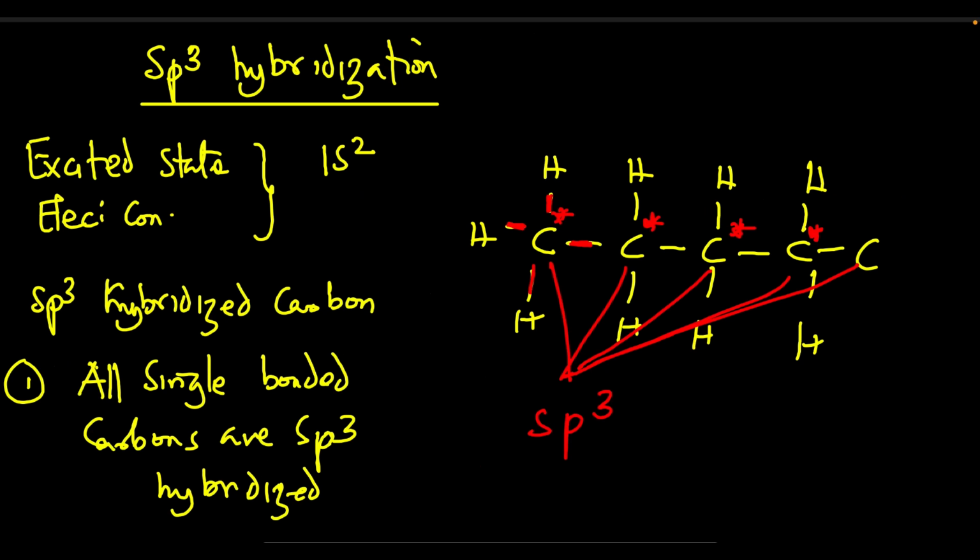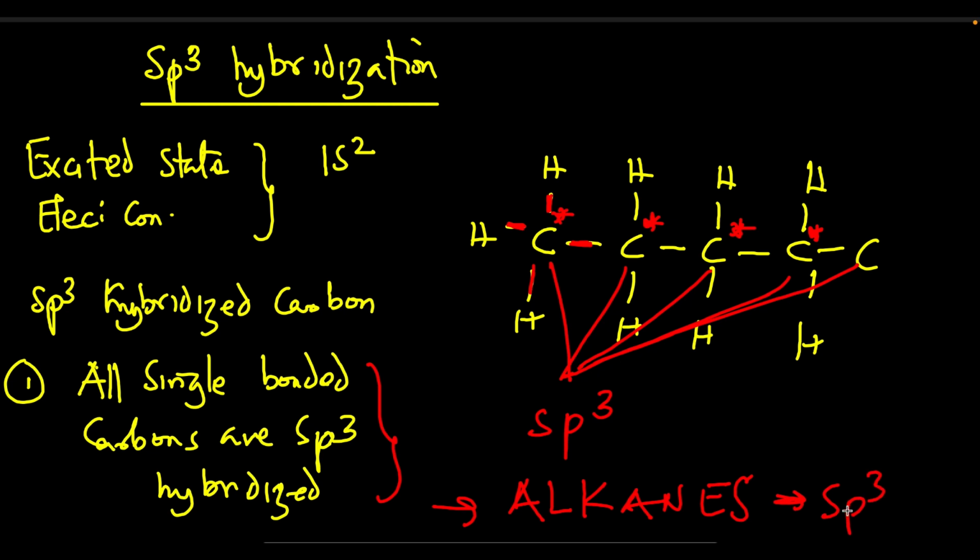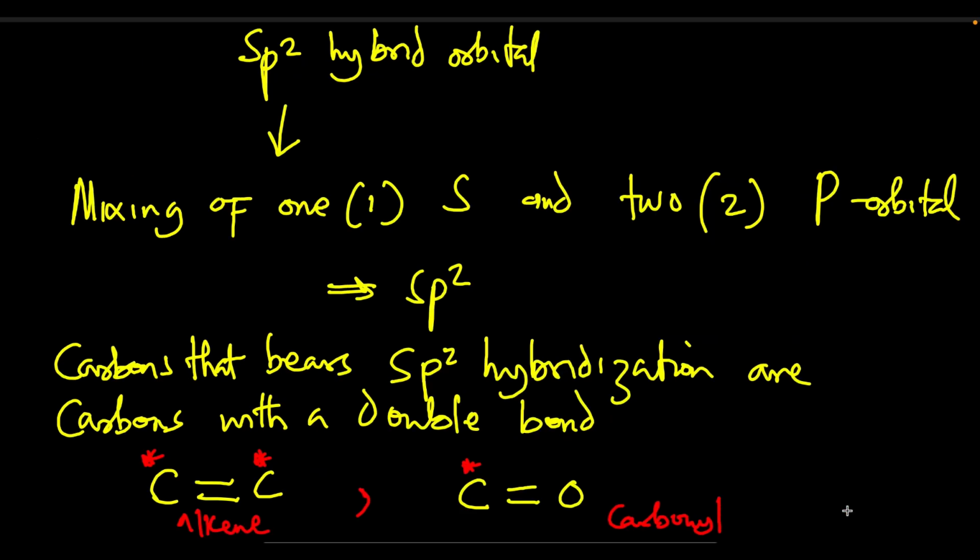Now, please remember I told us that for sp3, all single bonded carbons are sp3 hybridized. Where can we find those kinds of carbons? In alkanes. Alkanes are sp3 hybridized. Now, for sp2, where can we find sp2 hybridized carbon? In alkenes.